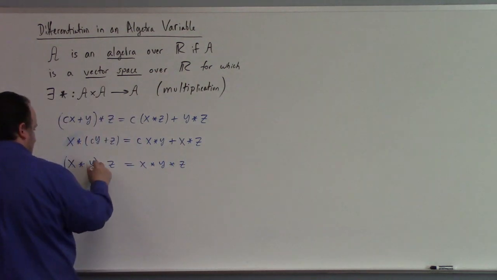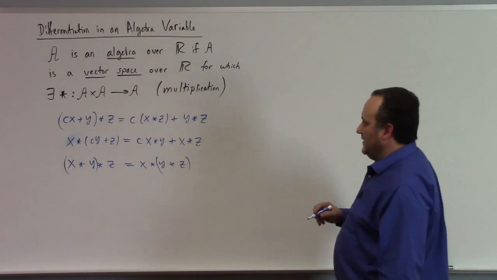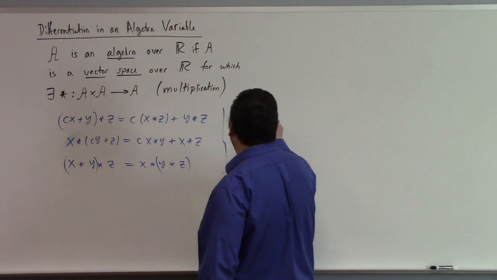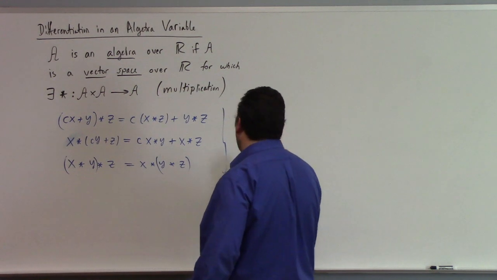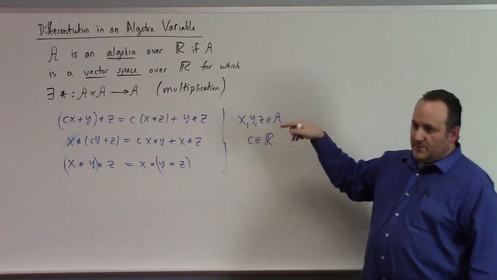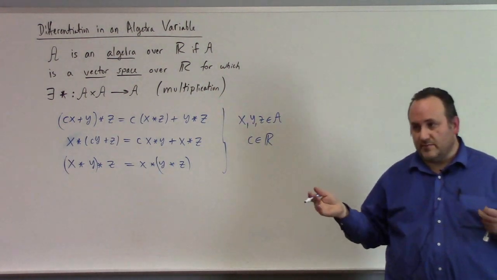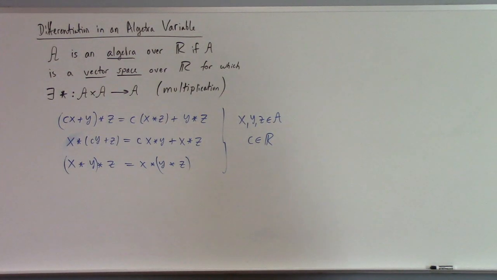So I put the parentheses here. I put the parentheses there. So here I'm assuming that x and y and z are in the algebra and that c is a real constant. So the first two conditions basically just say that the multiplication works like normal, right? We can distribute across addition in either way, whether you've got the addition in the first spot or the second spot.